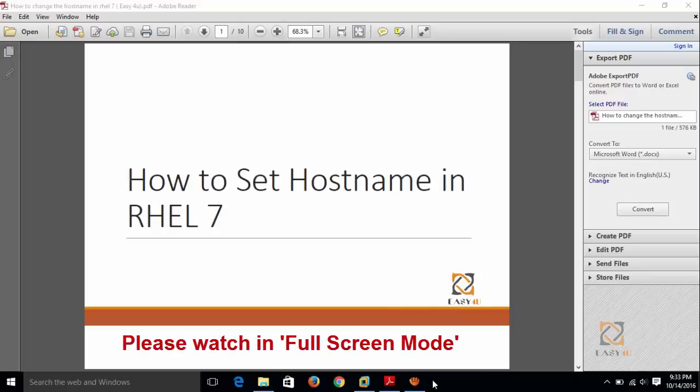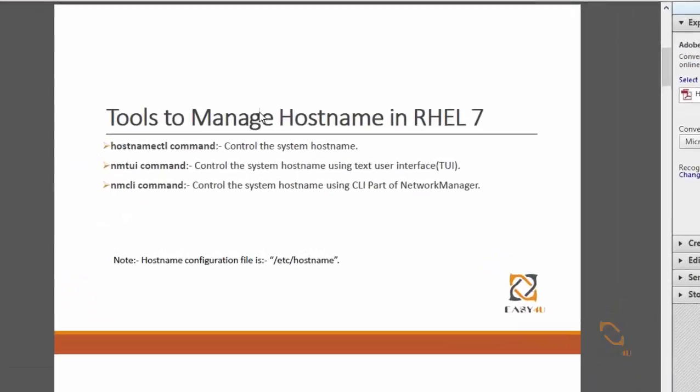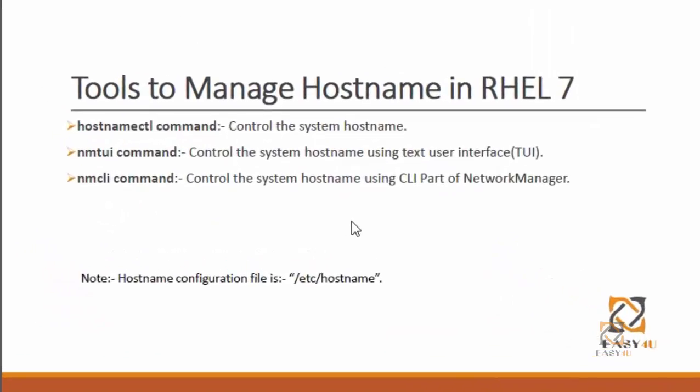In this video demonstration, we are going to learn how to set hostname in Red Hat Linux machine. There are three tools to manage hostname in Red Hat Linux machine. First one is the hostnamectl command. It controls the system hostname. Second one is the nmtui command. It controls the system hostname using text user interface, TUI. Third one is the nmcli command. It controls the system hostname using the CLI part of Network Manager.